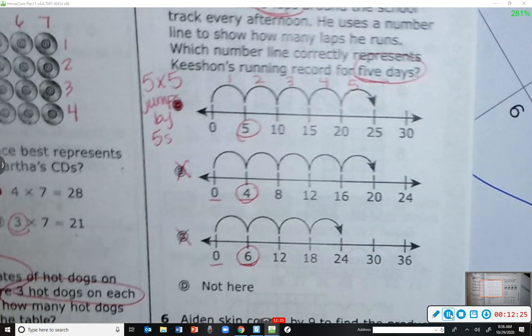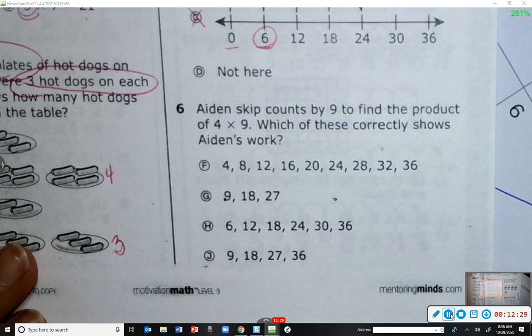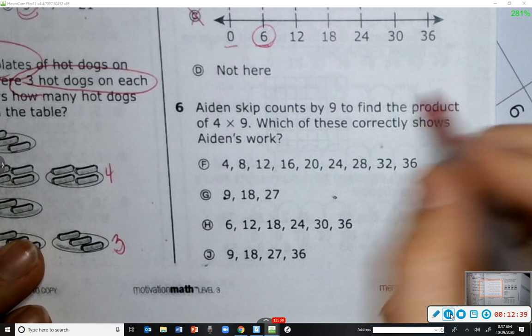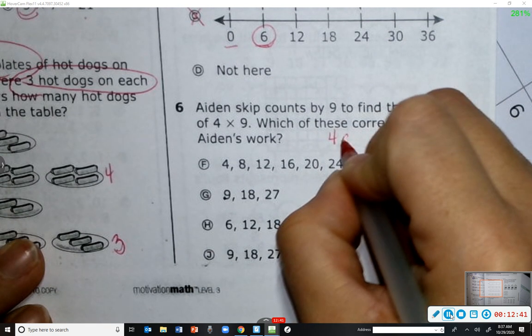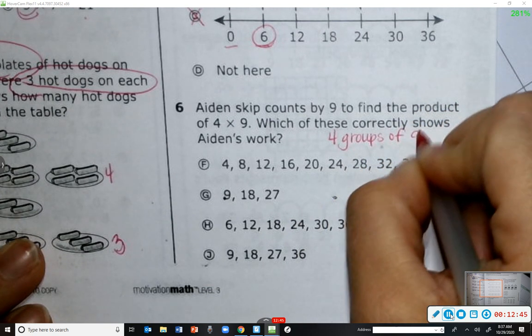Okay, the next one. Aiden skip counts by 9 to find the product of 4 times 9. Which of these correctly shows Aiden's work? Okay, so 4 times 9 means I'm going to do 4 groups of 9.